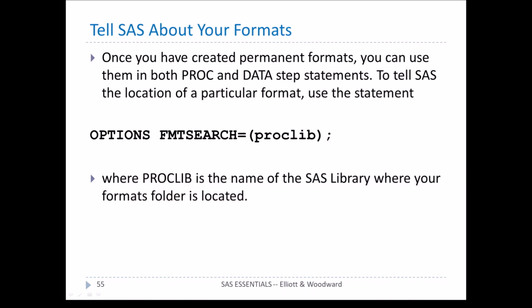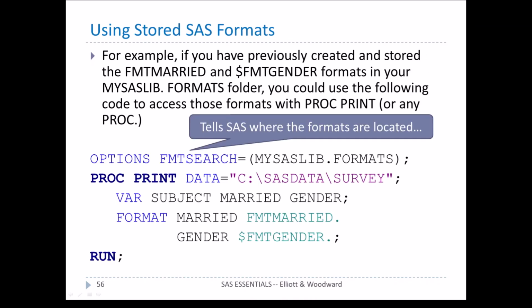Okay, now once we've created a library, we have to be able to tell SAS somehow where that library is, and we do that with an options statement. This options statement typically appears at the top of our program code, and we say options fmtsearch equal whatever our library is named, and that tells SAS what library to use when we reference a format somewhere in our program. So here's an example. Options fmtsearch equal mysaslib.formats. So I'm telling it, okay, use the formats in the library called mysaslib.formats.